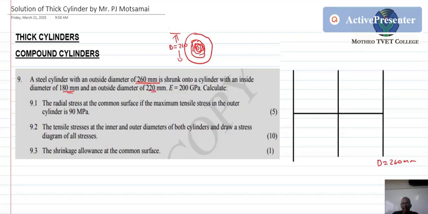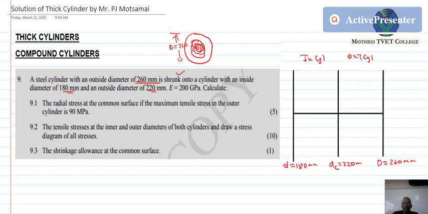That means I have an inner cylinder, and then I have an outer cylinder. Now here I have the diameter, which is 180 millimeters, the inner diameter of the inner cylinder, and then the outer diameter of the inner cylinder, which also acts as a common diameter, is the same as 220 millimeters. Now they say shrunk, meaning that it's a shrinkage graph. So we need to draw the shrinkage graph.